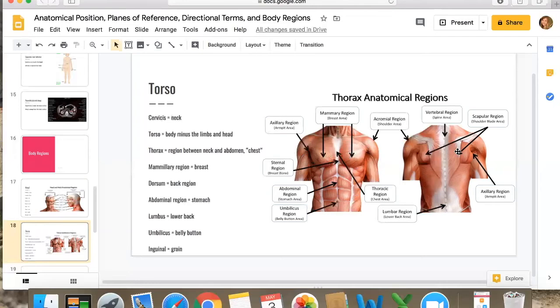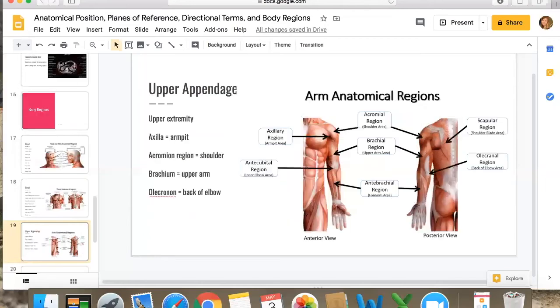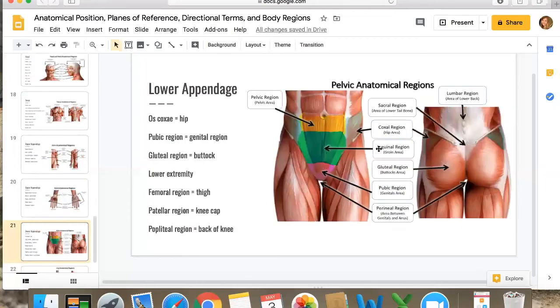The dorsum is referring to the back. So that's just a general term for back. Think of a dolphin, how they have a dorsal fin sticking up on their back, or a shark with a dorsal fin. Just remember the dorsal fin comes out at the back of the animal, thus referring to the back. The abdominal region is the stomach. And then the lumbus is the lower back area, lumbar. Umbilicus is the belly button. And the inguinal region is in the groin. I'll just pop down here really quick so you can see it. Inguinal region right here in the groin.